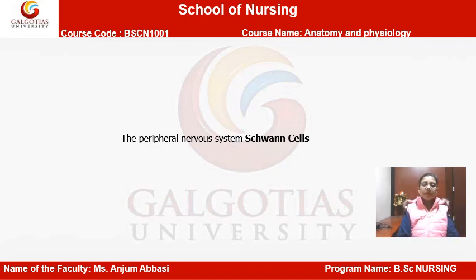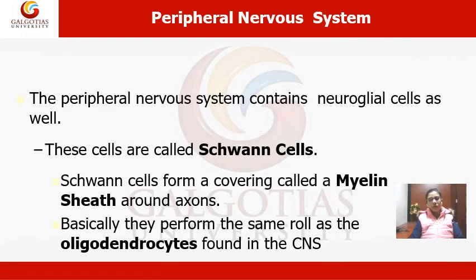So today's class is the continuation of the first lecture on neurons and neuroglial cells, which I took last time for you. Here we are learning about the peripheral nervous system, which has Schwann cells. Generally, Schwann cells make a myelin sheath, a covering or layer which covers the axons. So basically they perform the same role as the oligodendrocyte found in the CNS.